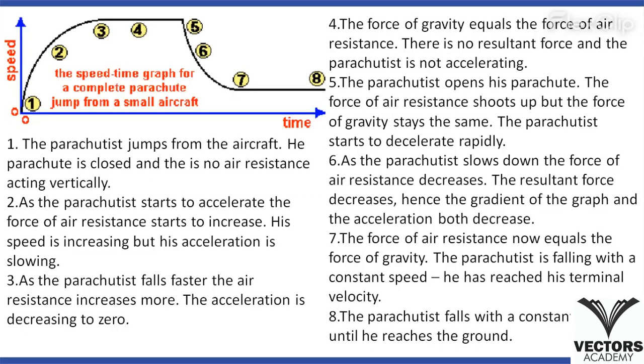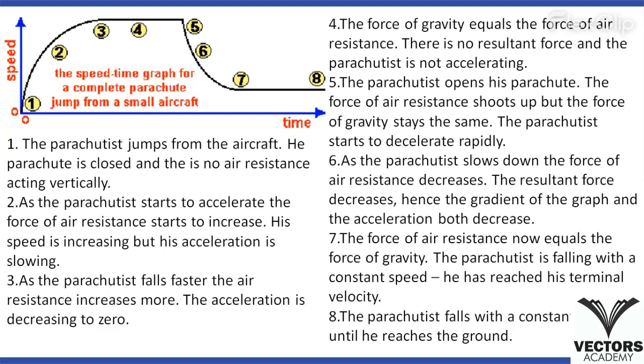Now here we have an example of a parachutist jumping out of a plane. The graph shows the speed time changes happening when the parachutist is jumping off. Point 1. The parachutist jumps from the aircraft, the parachute is closed, and there is no air resistance acting vertically. As he jumps and starts to accelerate, the force of air resistance also increases.